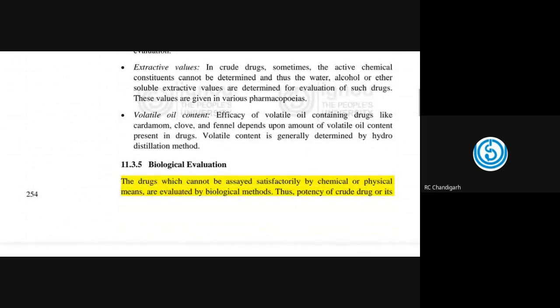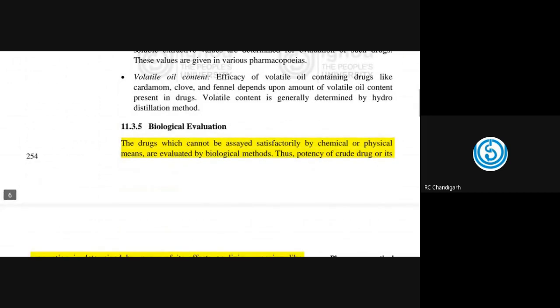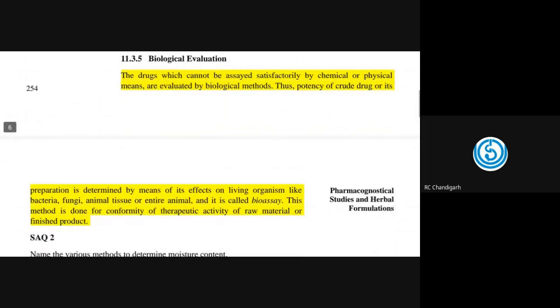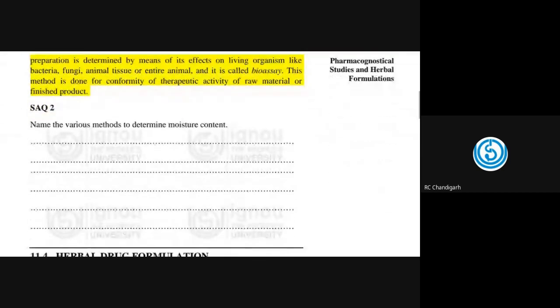Biological evaluation. The drugs which cannot be assayed satisfactorily by chemical or physical means are evaluated by biological methods. Thus, the potency of a crude drug or its preparation is determined by means of its effects on living organisms like bacteria, fungi, animal tissue, or entire animal, and it is called a bioassay. This method is done for conformity of therapeutic activity of raw material or finished product.